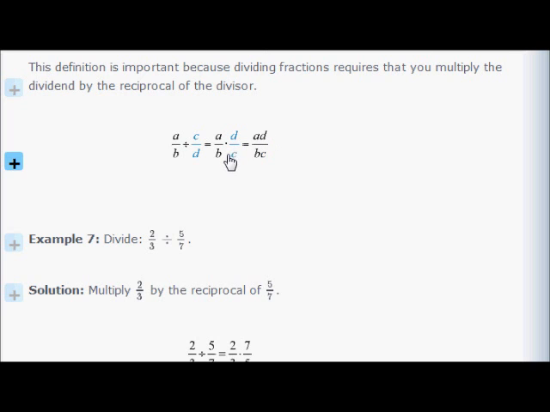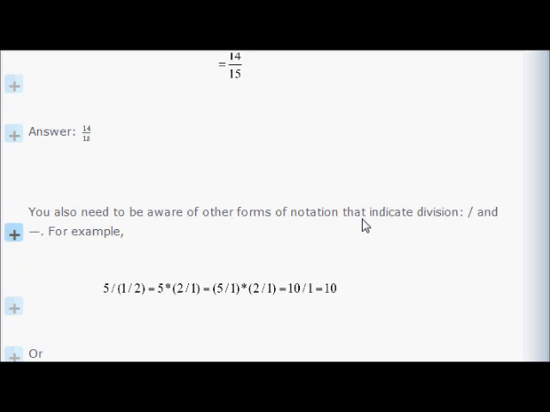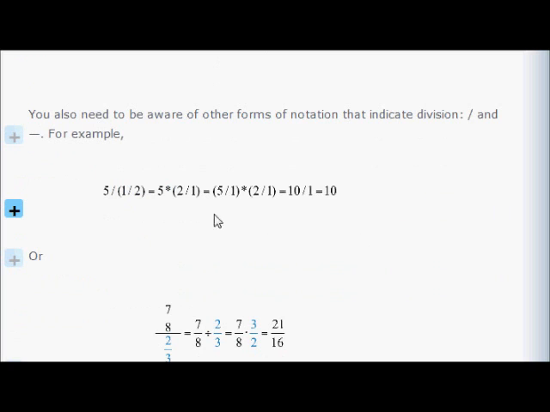2/3 times 7/5. Multiply the numerators together. Multiply the denominators together. You end up with 2 times 7 over 3 times 5. That's 14 over 15, so the answer is 14 over 15. And remember, we talked earlier about how a slash is just another way to write a division sign. So 5 over 1/2 is the same as 5 times the reciprocal of 1/2, which is 2 over 1. Which is the same as 5 over 1, because you can write 5 as a fraction by putting it over 1. You can put any integer over 1 to write it as a fraction. So 5 over 1 times 2 over 1, the numerators multiplied are 10, the denominators multiplied are 1. We get 10 over 1, that's 10.